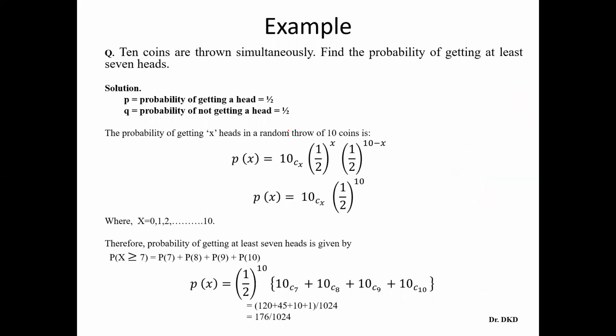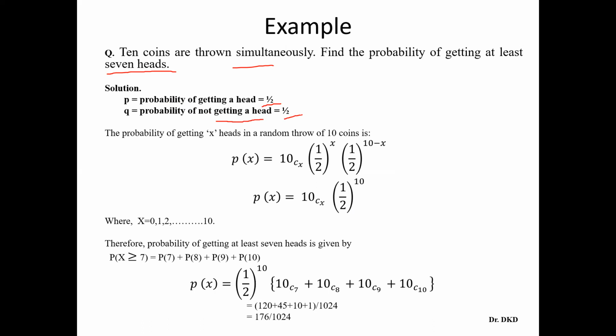Suppose we are going to toss 10 coins simultaneously. Find the probability of getting at least 7 heads. In that case, how will we solve the problem? The probability of getting a head is 1 by 2, as we know, since when we toss a coin it may be head or tail. So 1 by 2 is the probability of getting a head, and the probability of getting a tail is also 1 by 2. So equal chance, 50-50%.